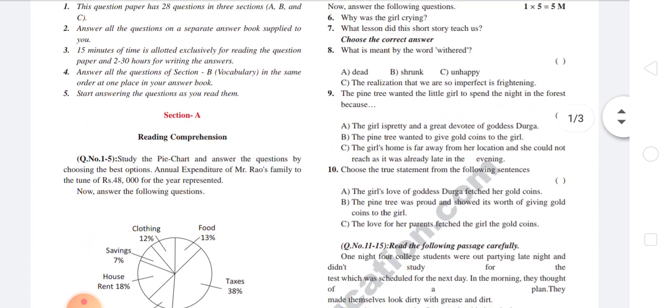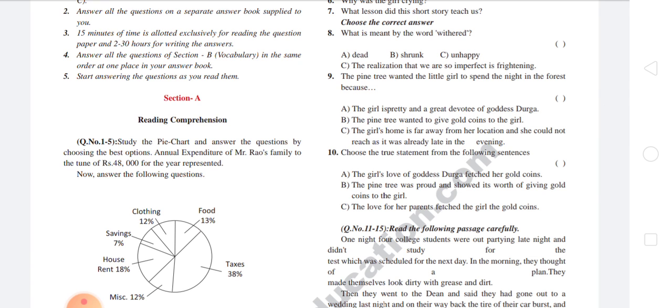Section A, reading comprehension. Students, in this reading comprehension we will get the first questions, 1 to 5: study the pie chart and answer the questions by choosing the best option. The annual expenditure of Mr. Rao's family, to the tune of 48,000 for the year, is represented. Now answer the following questions. Here he asked a pie chart, but basically there is a chance to get either a pie chart, a tree diagram or a bar chart. Any one type of diagram he will ask in questions 1 to 5 of section A in English paper 2.